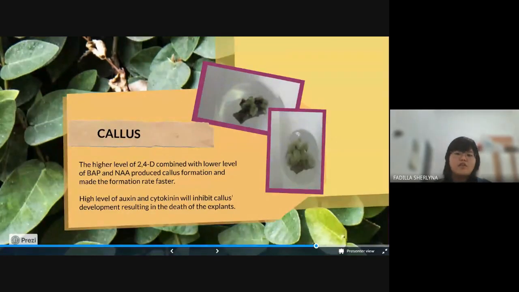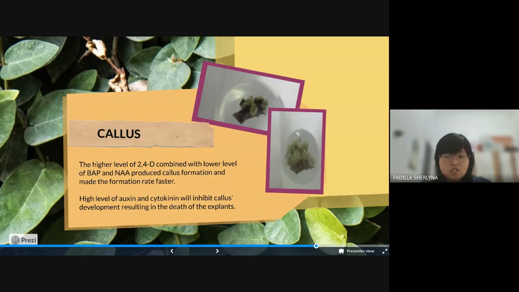In contrast, the lower level of 2,4-D, which is 1 milligram per liter, combined with the higher level of BAP, resulted in lower callus induction frequency, which is 31%. As for the control treatment, it induced the lowest frequency of callus induction, which is 6.66%. The resulting condition might be caused by the lack of optimum auxin concentration needed for the induction.